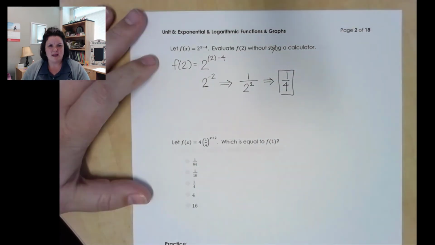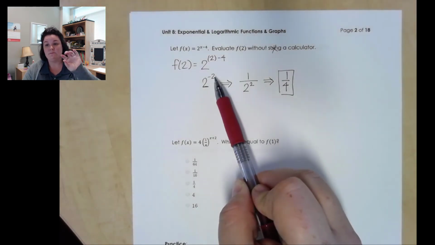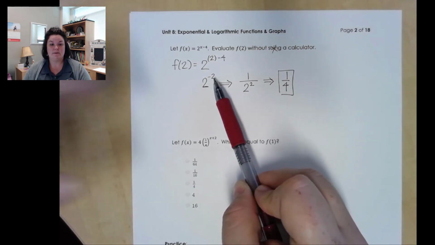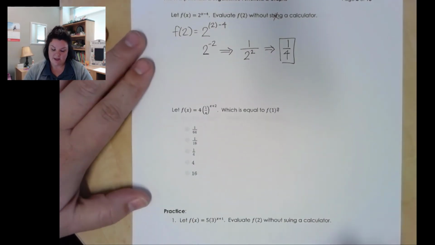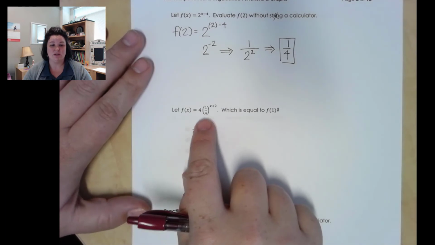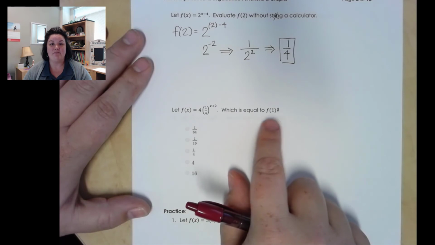Okay, everybody okay? So remember, anytime we have a negative exponent, that flips it. So always make sure you change it from a negative exponent to a positive exponent before you continue evaluating. Okay. All right, let's look at one more, another similar one. We have f of x is equal to 4 times 1/4 raised to the x plus 2 power. And we want to know which of these options is equal to f of 1.